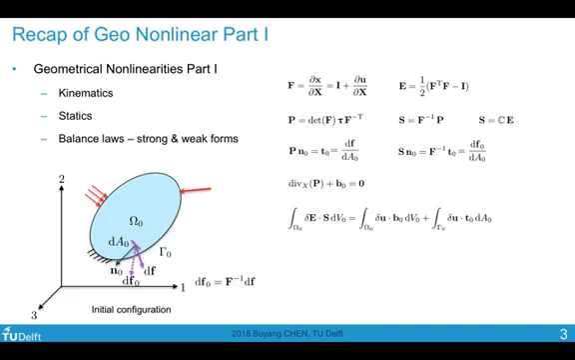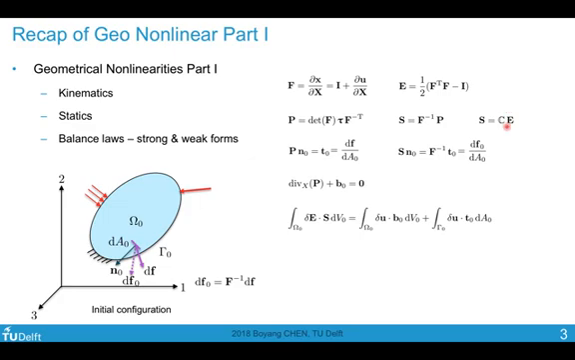Last week, in part 1 of the geometrical nonlinearity chapter, we've talked about the descriptions of kinematics and statics, and we've derived balance laws in strong and weak forms. Under kinematics description, we've developed the concepts of the deformation gradient, and we've come up with a nonlinear strain measure, which is the Green-Lagrange strain tensor. Under statics, we've developed the first Piola-Kirchhoff stress and the second Piola-Kirchhoff stress. And we mentioned that the second Piola-Kirchhoff stress and the Green-Lagrange strain are natural pairs for each other in terms of constitutive laws.